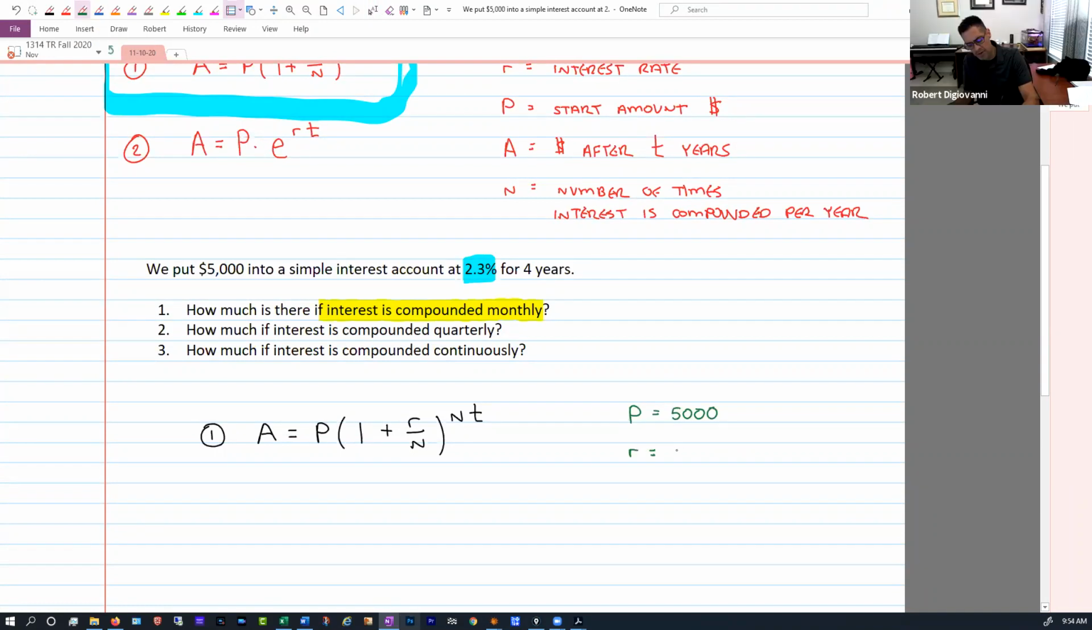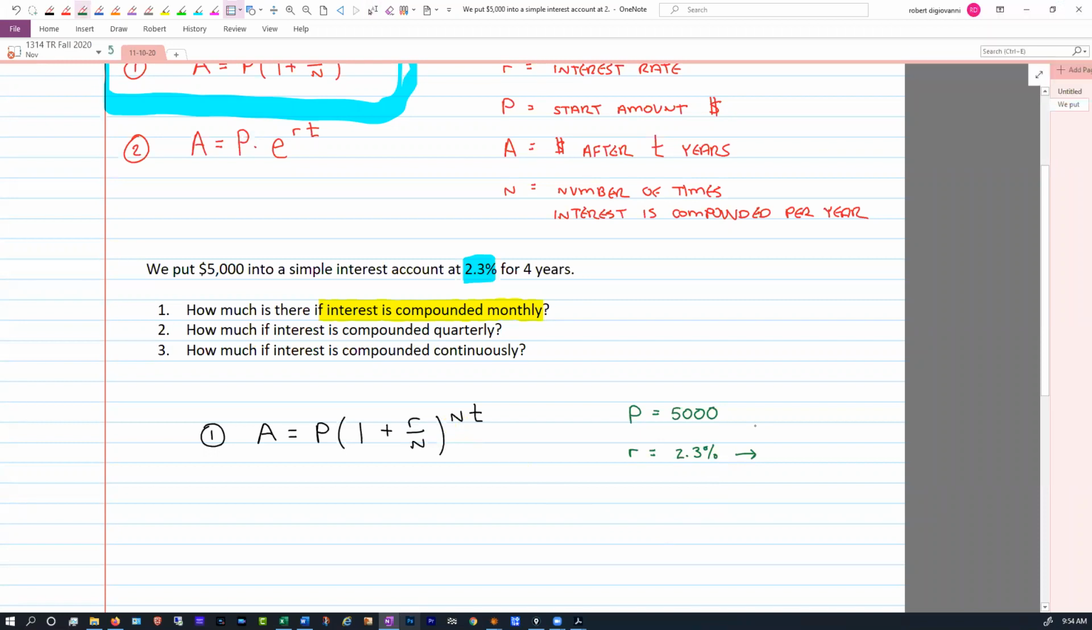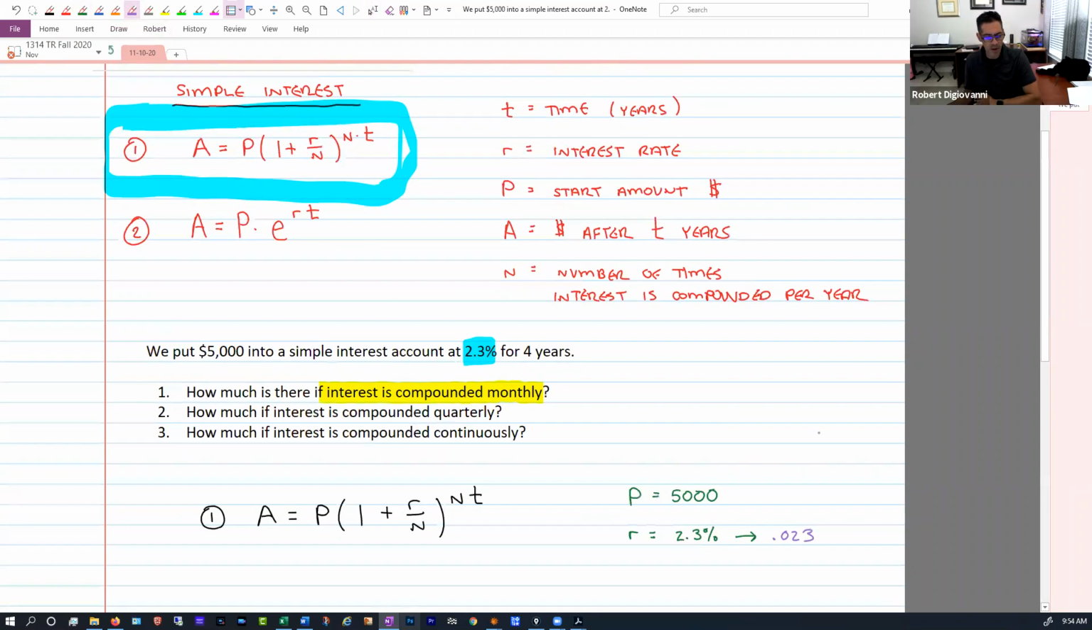2.3%. Okay, and so anytime we get R, we always want to convert it from a percentage to a decimal. We never want to plug the percentage in here. We always want the decimal version of it. So Denise, what would that be converted to a decimal? You remember what to do? Yes. Okay. 0.023. Yep, 0.023. Good. Is everyone clear on that? Convert that right to a decimal.